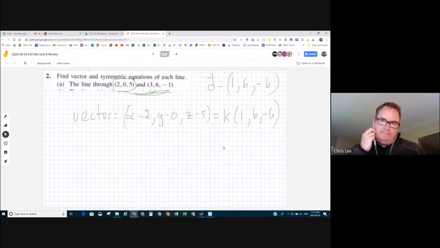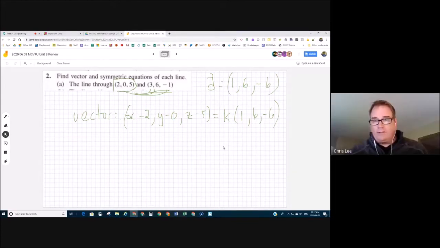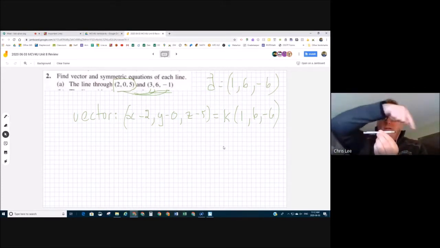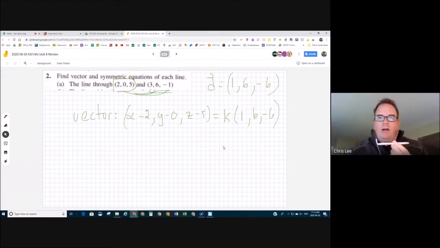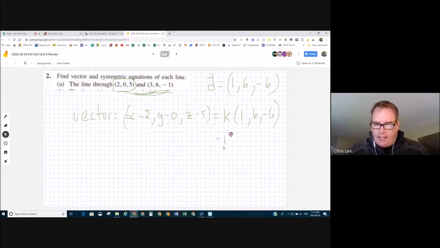Any questions for that? Yeah. When you found the direction vector and you did the subtraction, does it matter which point you subtract from which one? No, that's a great point. Because it's a line, and a line can be described by direction vectors going this way or this way. So both would be equally correct.